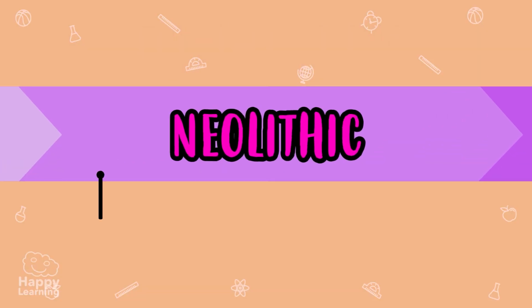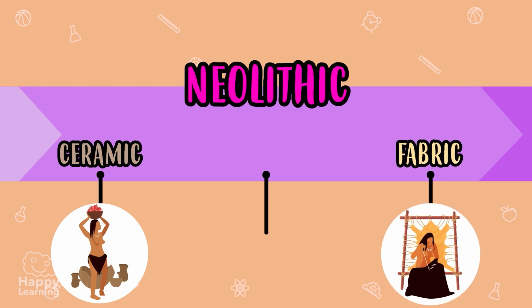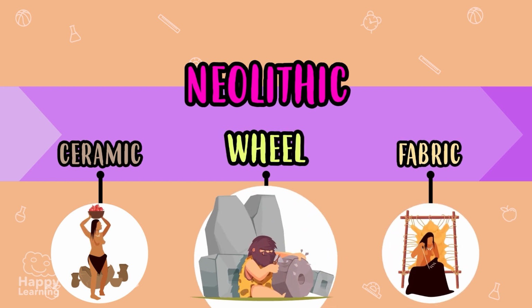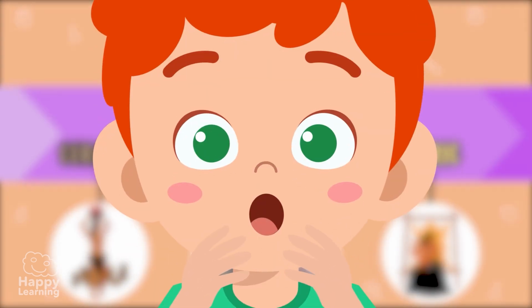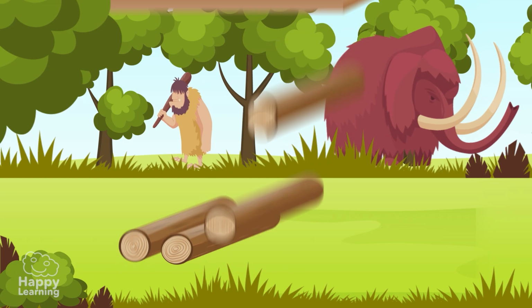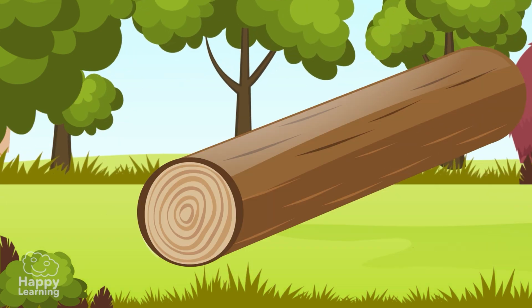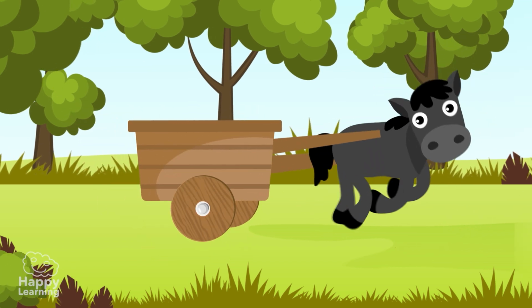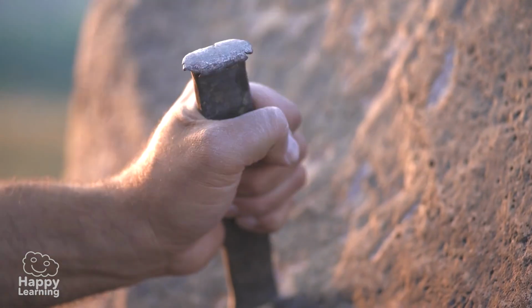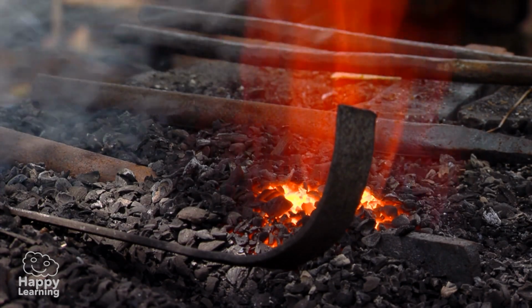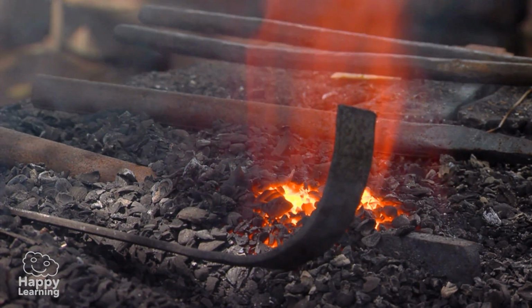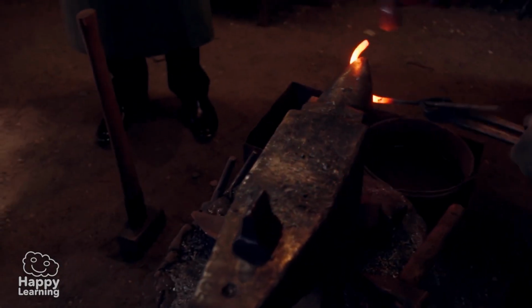During the Neolithic era, many interesting things were invented, such as ceramic and fabric. But the most important invention was the wheel. Everything became so easy for men and women in the Neolithic, especially when they started using metals. This is the point where the Neolithic ended and a new era in prehistory commenced.